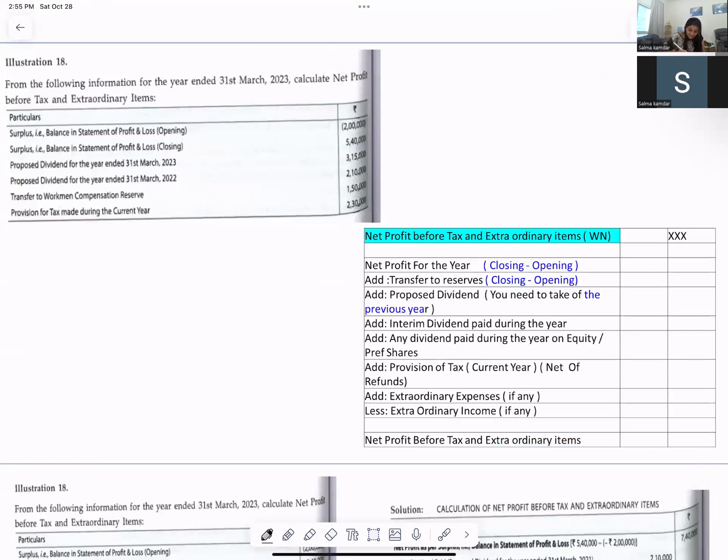Closing minus opening. Net profit before tax and extraordinary items. So it will be 540,000 minus, and you had a loss in the opening of 200,000. So 540,000 minus and minus 200,000. So it will become plus 200,000. So this will become 740,000. Proposed dividend of the last year is taken. Current year's proposed dividend will be paid in the next year. So proposed dividend of the last year is 200,000.